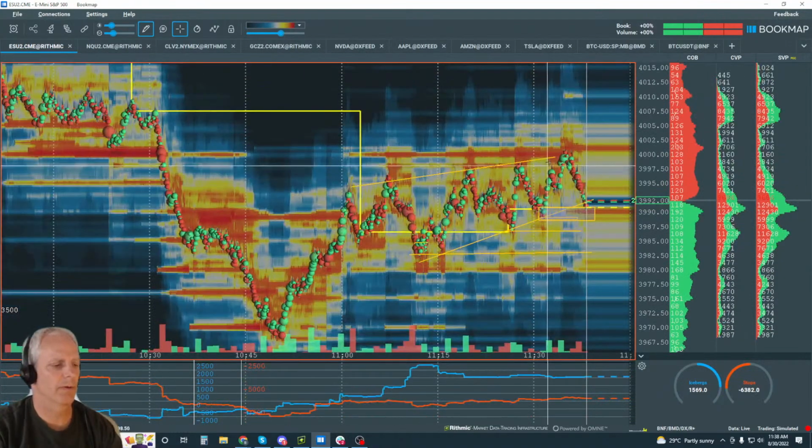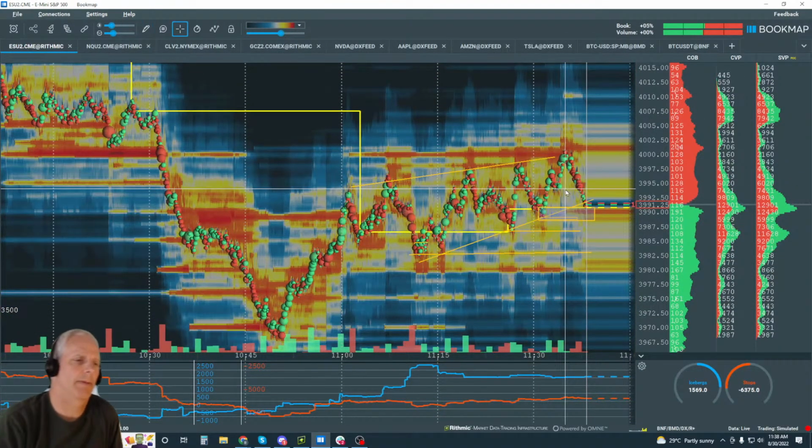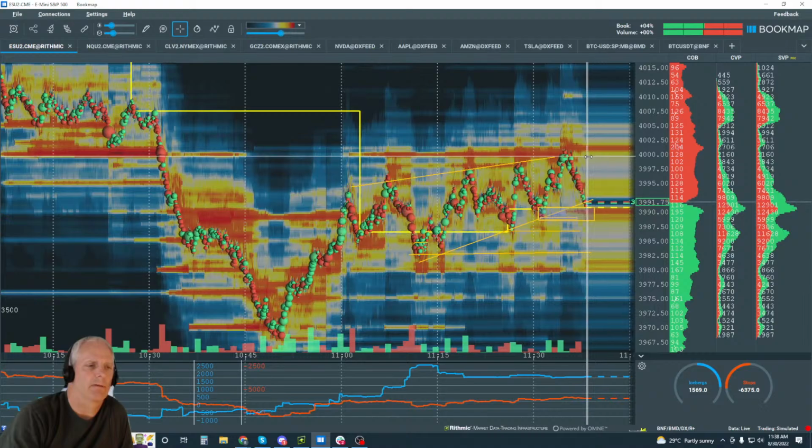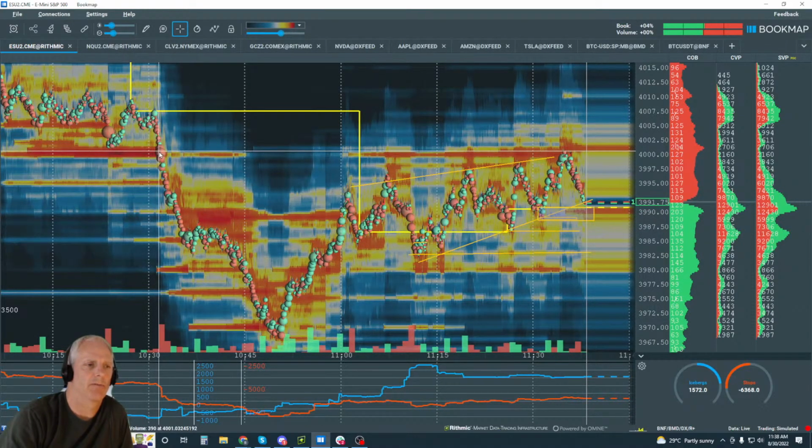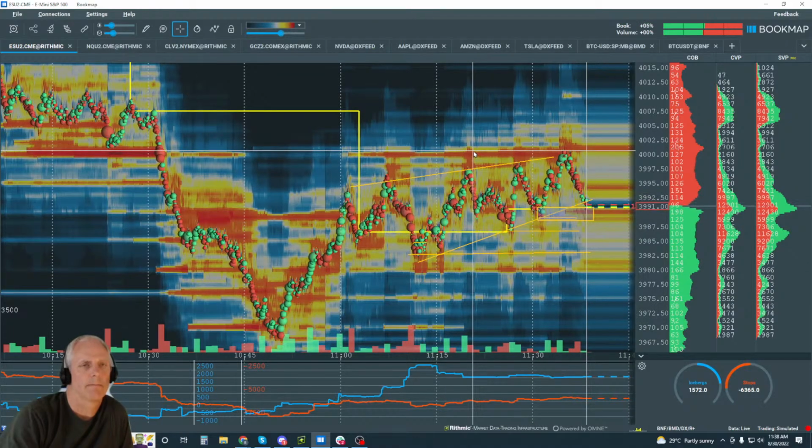Yeah, this is a rising wedge pattern. Okay, but let's look at the order flow within it. Look where the sellers came in, and we saw this move below 4,000. So what is it telling us?